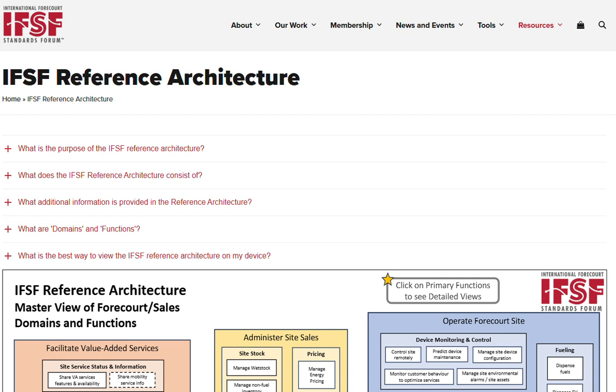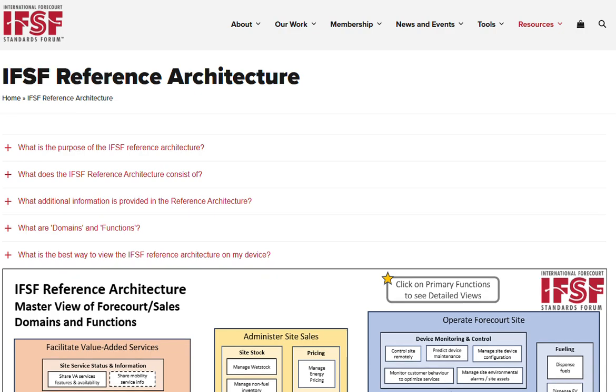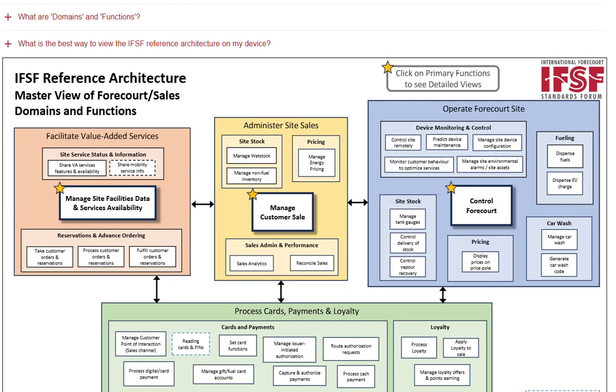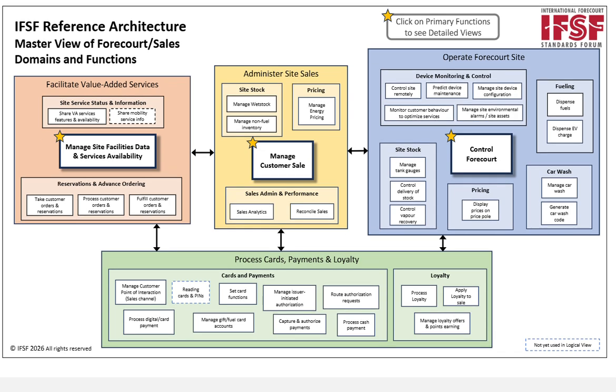If you're new to architecture concepts, take a moment to read the definitions, but otherwise scroll down to the master view and put it in the middle of your screen. The master view shows the business functions that you'd expect to see present at an energy forecourt site, all on one page. These are grouped by architectural domain.